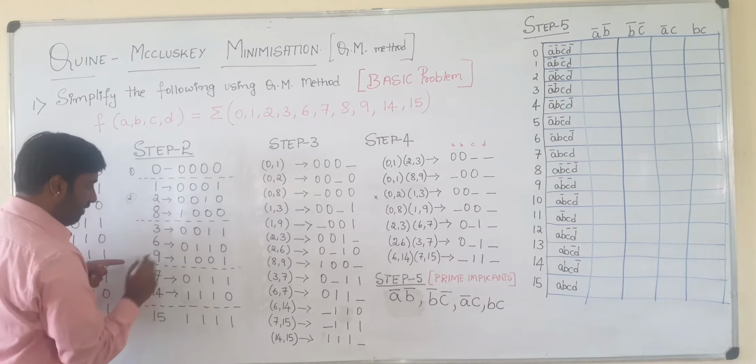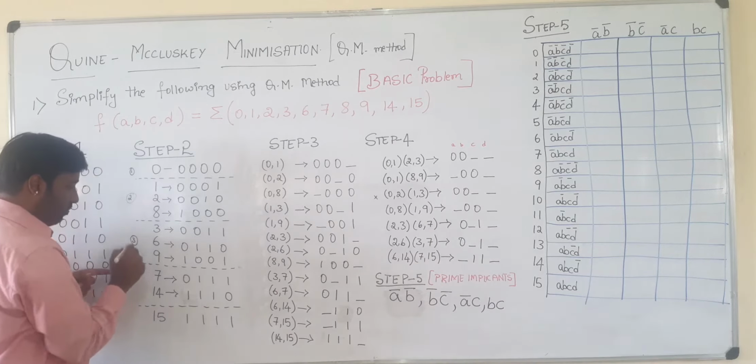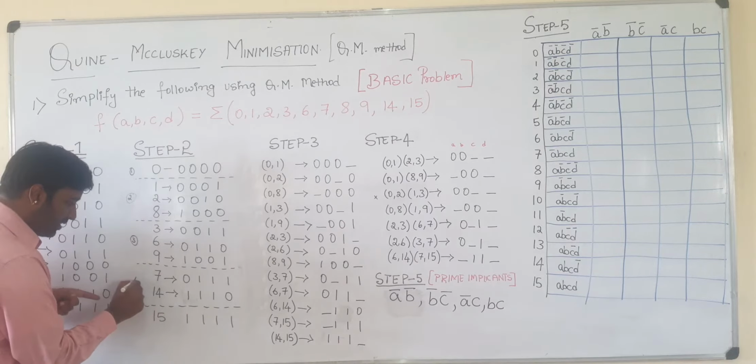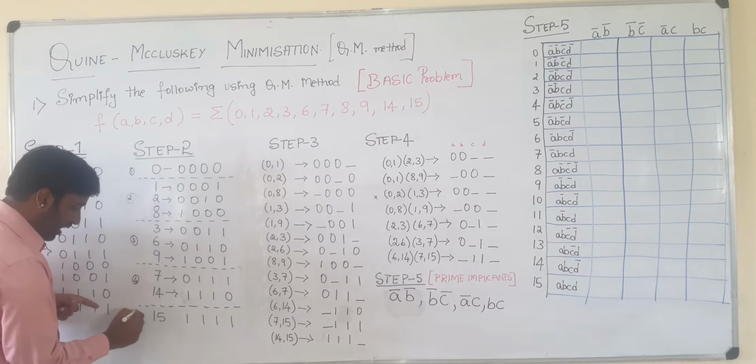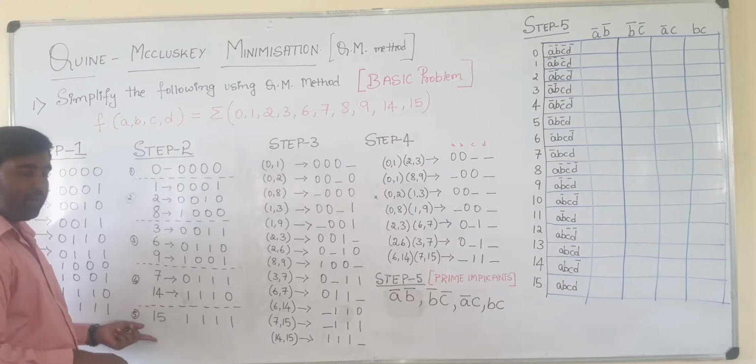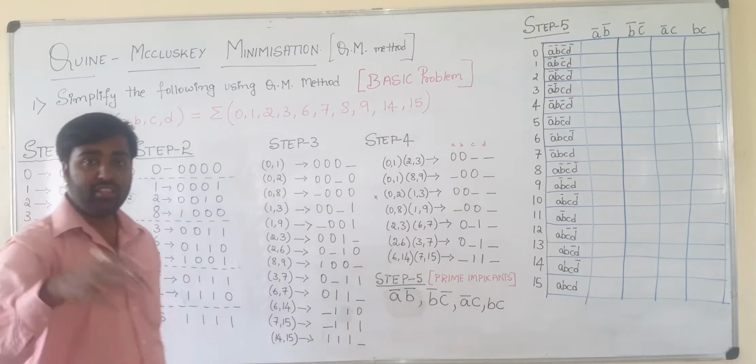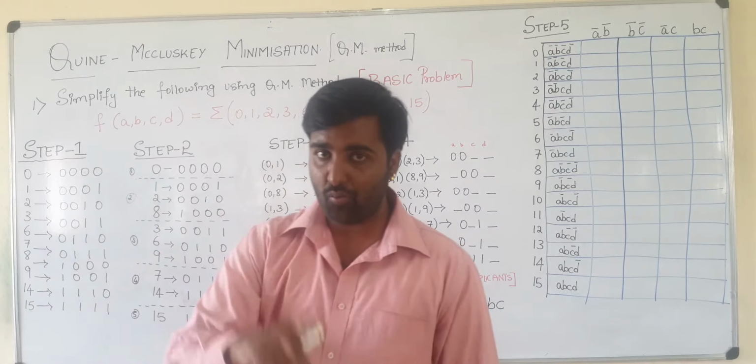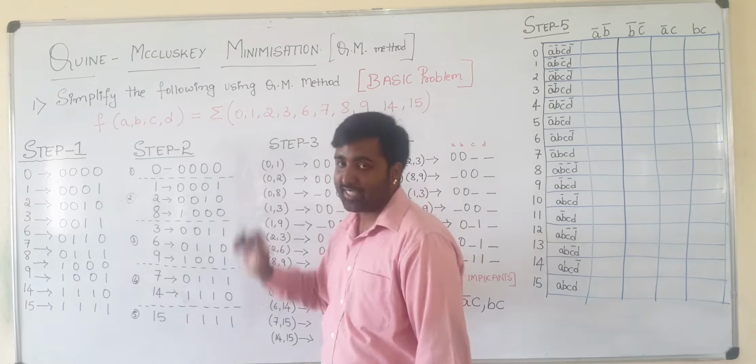Next, here I have 2 ones, that is my third group. Here I have 3 ones, that is my fourth group. And I have 4 ones, that is my fifth group, that is 15, which has all the bits represented as 1. This is the second step.